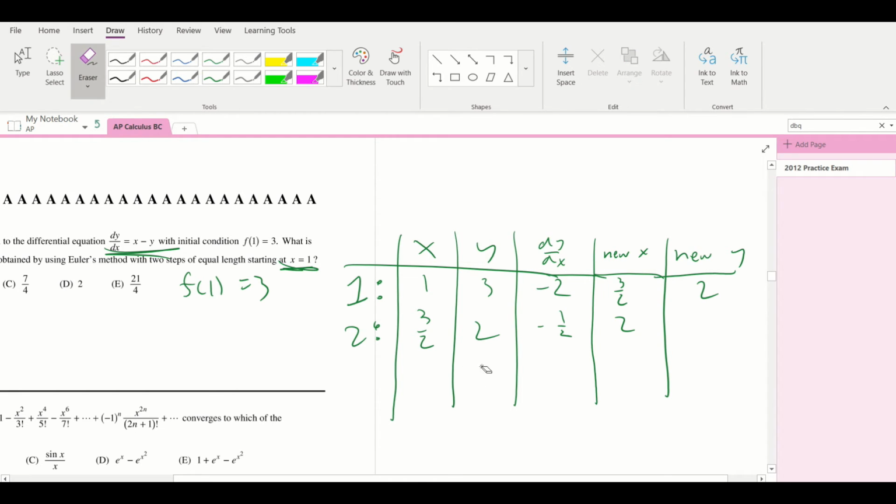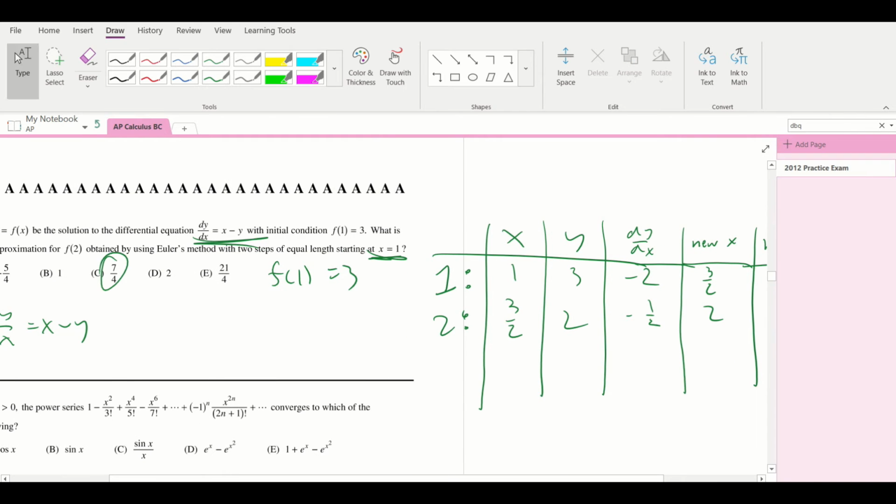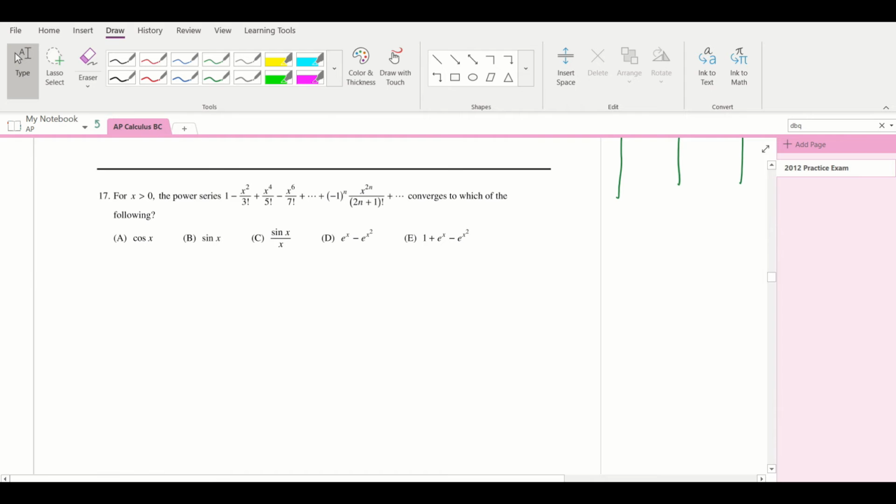So it's just, I believe, 7 over 4. So we want to see what this converges to.